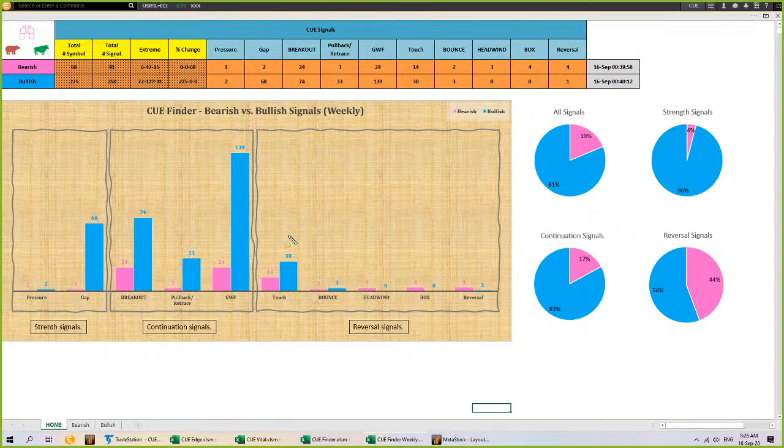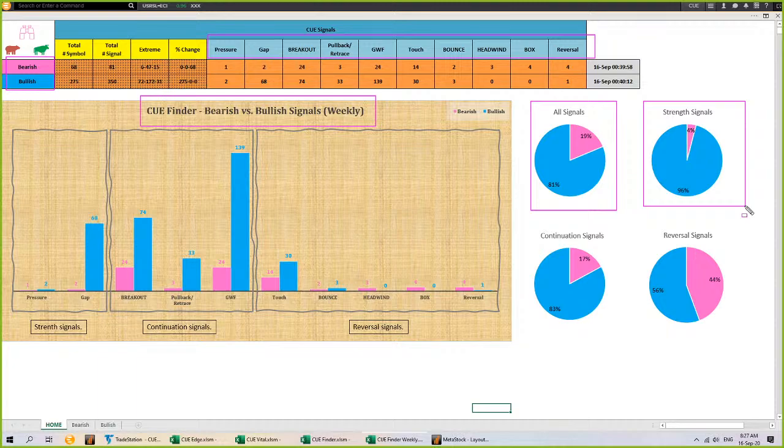Finder is a way to look at the balance between bears and bulls using all the important Q signals. This is the weekly Finder picture. The week is not complete yet. So far, the weekly picture is bullish. All signals are bullish. 81% of the signals are bullish. 96% of the strength signals are bullish. 83% of the continuation signals are also bullish. Reversal signals are balanced between bears and bulls.